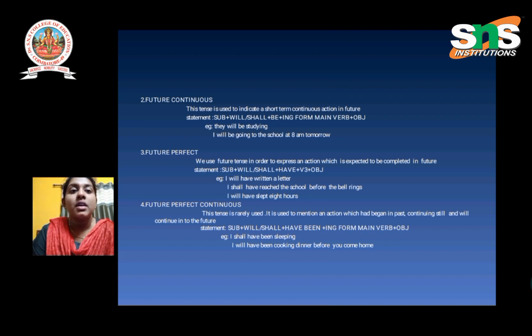So the future perfect continuous tense. This tense is rarely used. It is used to mention an action which had begun in the past, is continuing still and will continue into the future. Statement: subject plus will or shall plus have been plus ing form of main verb plus object. Example: I shall have been sleeping. I will have been cooking dinner before you come home.